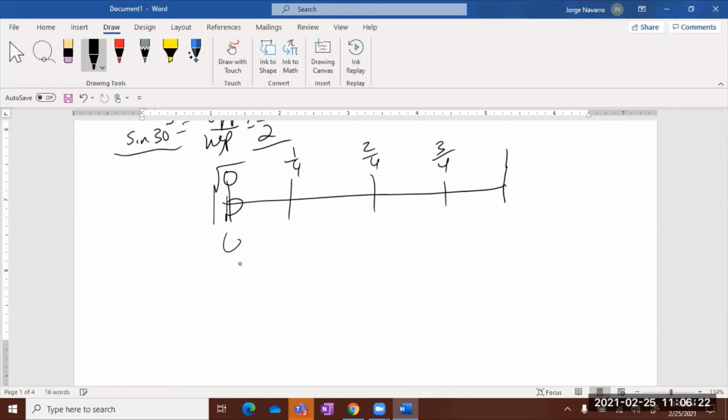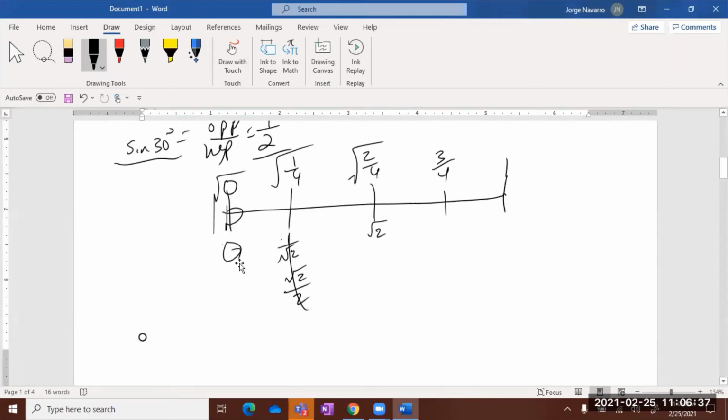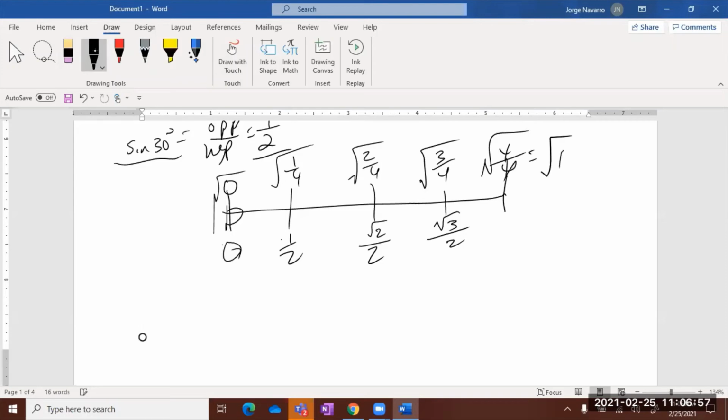So the square root of 0 is 0. The square root of 1/4 is a half. Because the square root of 1 is 1, and the square root of 4 is 2. The root of 2/4 is root of 2 over 2. The square root of 3/4 is root of 3 over 2. And the root of 4/4, which is the square root of 1, is 1.